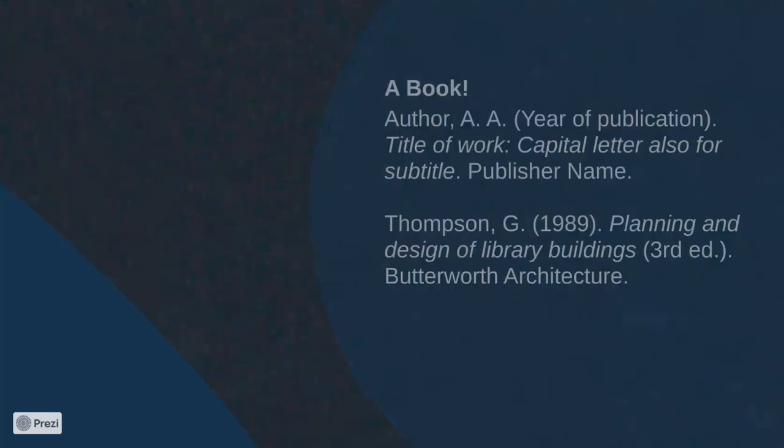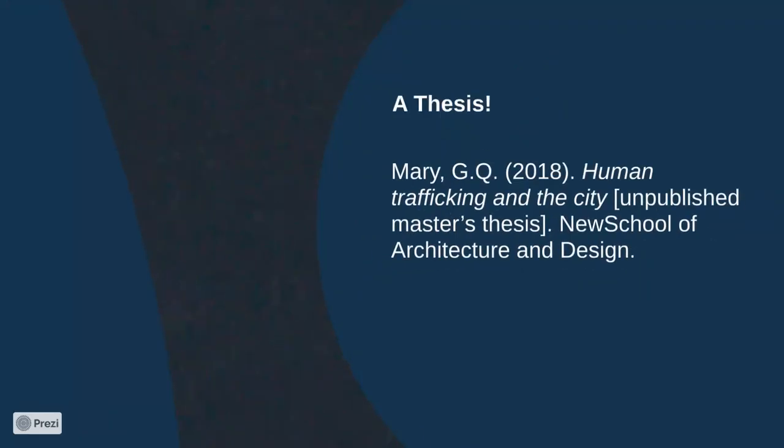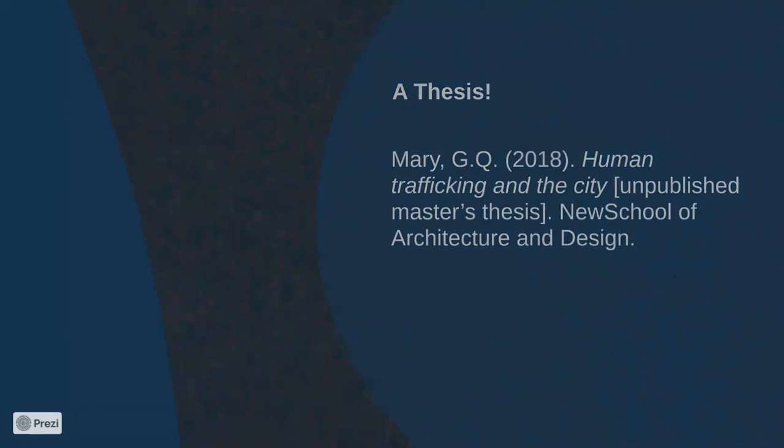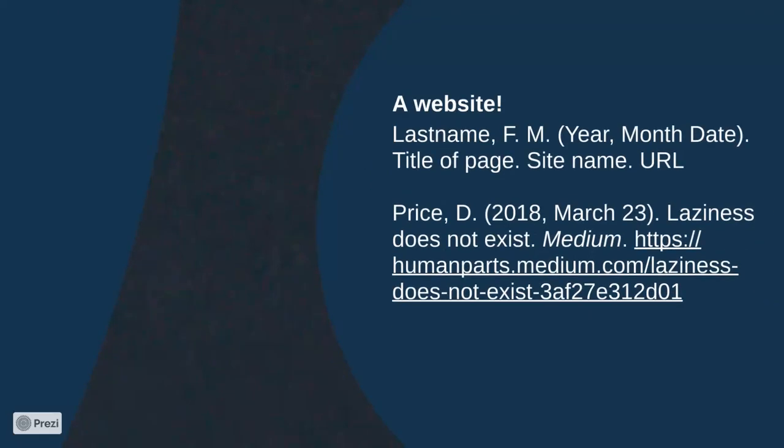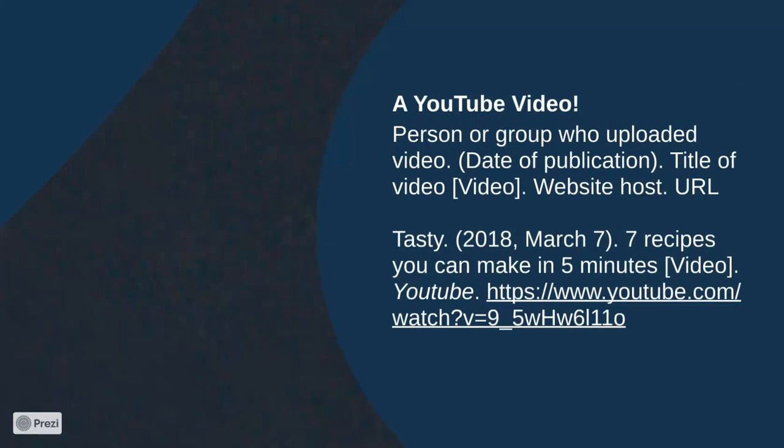Here is a book. A thesis requires author, date, title, descriptor of the media in square brackets, thesis, and publisher. A website requires author, date, with day and month if available, or if no date is published, ND is also acceptable, the title, the site name, and the URL. A YouTube video requires the author, in this case, the person or group identified who uploaded the video, the date it was published to YouTube, the title, a descriptor of the media in square brackets, for example, video, the name of the site, YouTube, and the URL.